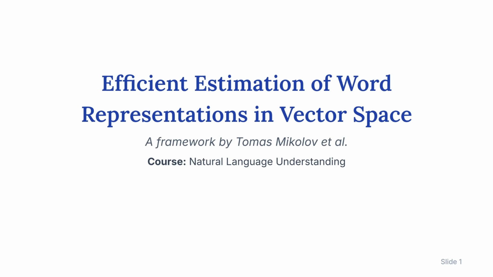Before this work, most NLP systems treated words as completely independent symbols. That means the word king and the word queen had no inherent relationship inside the model, even though as humans we clearly understand that they are related. But this paper introduced a new way of thinking. Instead of treating words as discrete symbols, it represents them as continuous vectors in a high dimensional space.